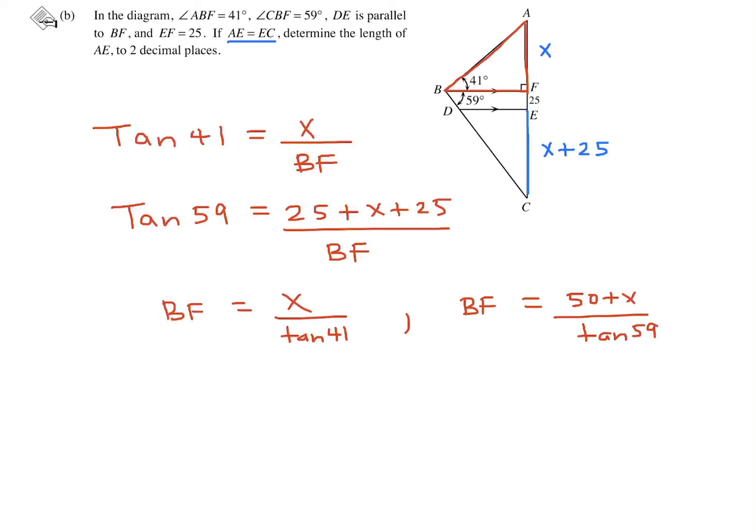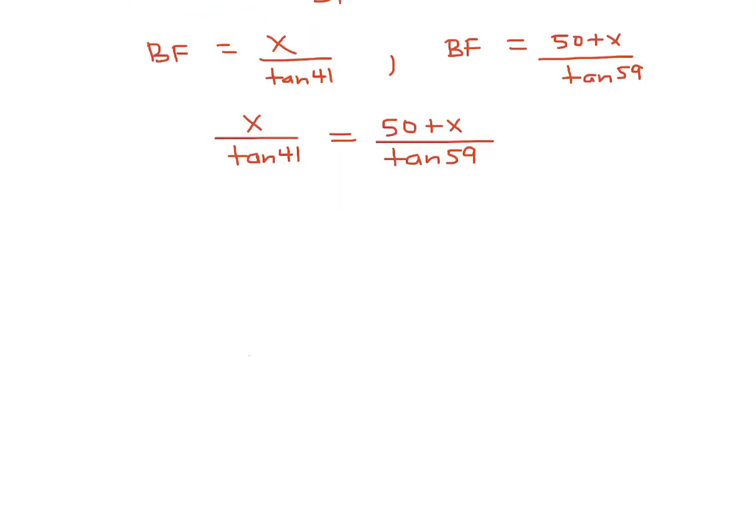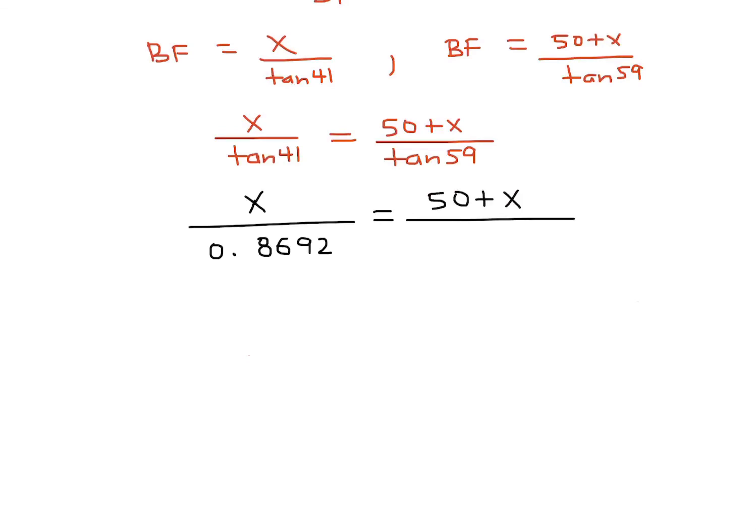And therefore, since you have two possible values for BF, you'll set them equal to each other. So that means x over tan 41 is equal to 50 plus x all over tan 59. And this now, so this becomes x over tan 41, which is 0.8692 to 4 decimal places. And this part is 50 plus x over the tan of 59, which is 1.6642.